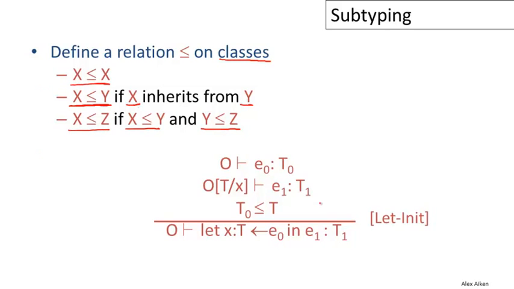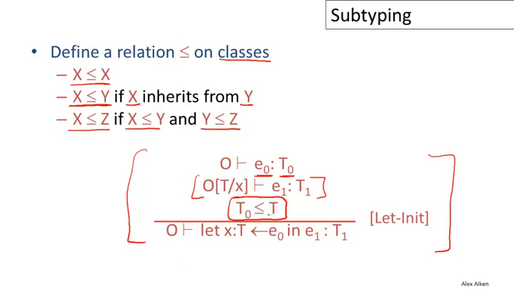And using subtyping, we can write out a better version of the let rule with initialization. So once again, the part of the rule that deals with the body of the let is exactly the same as before. So let's not look at that. And now what we're going to do is we're going to type check E0 and we get some type T0 out. And then T0 now is only required to be a subtype of T. So this line here is another hypothesis, and it just says that T0 has to be a subtype of T. And what is T? Well, T is now the type that X is declared to be.